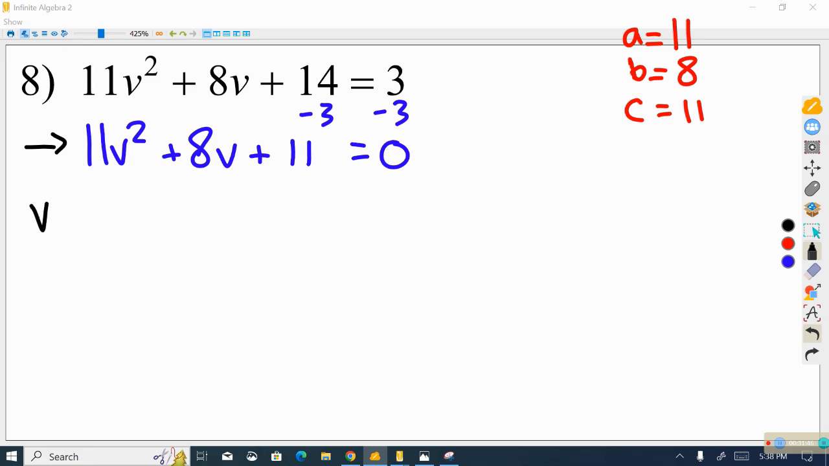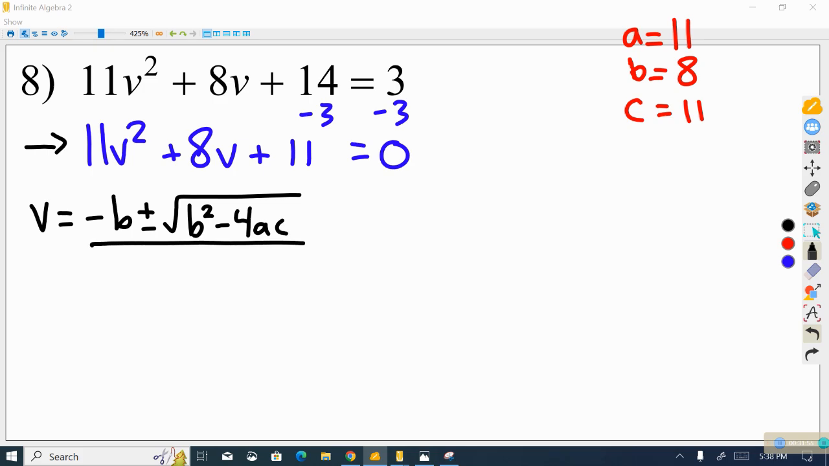And then we'll get b equals negative B plus or minus the square root of B squared minus 4AC, and everything is divided by 2A. So now what we're going to do is go put some blank parentheses in here.